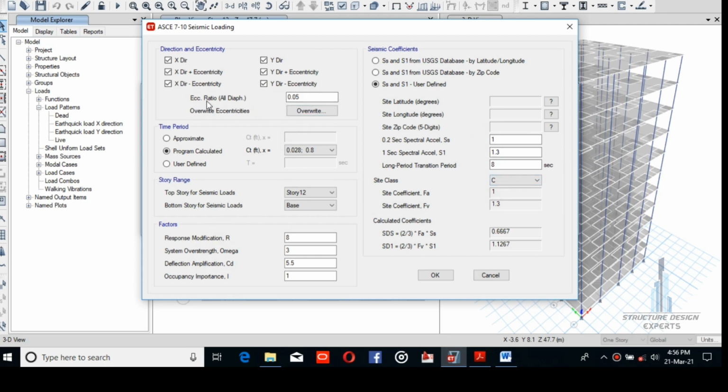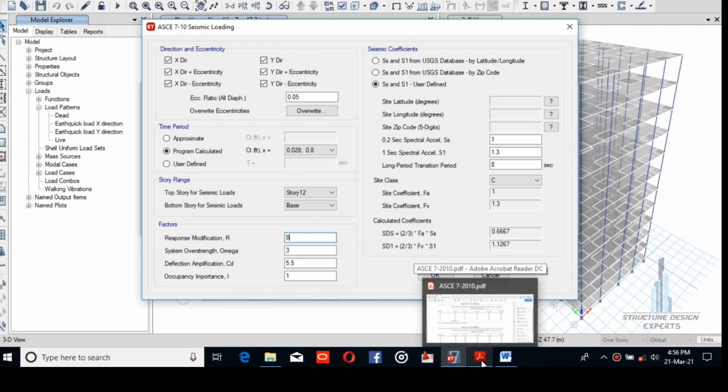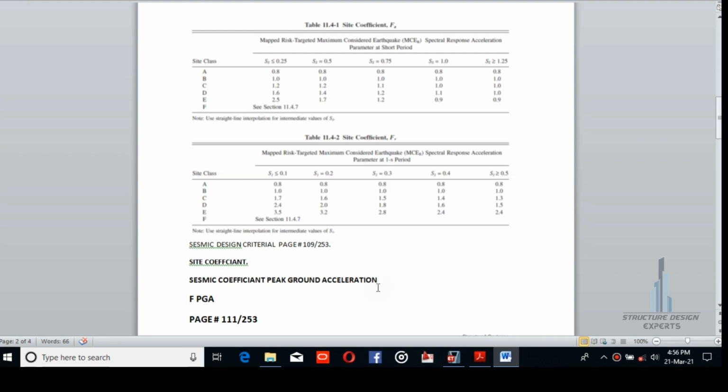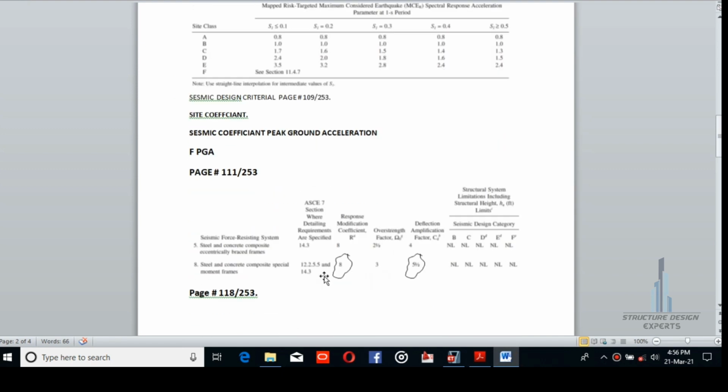So now let's see the eccentricity, which is 0.05. It is diaphragm. So response modification R is 8. So we will see that from here we collect this one, and system overstrength omega 3, and this one from here. This is the table in ACI 17.